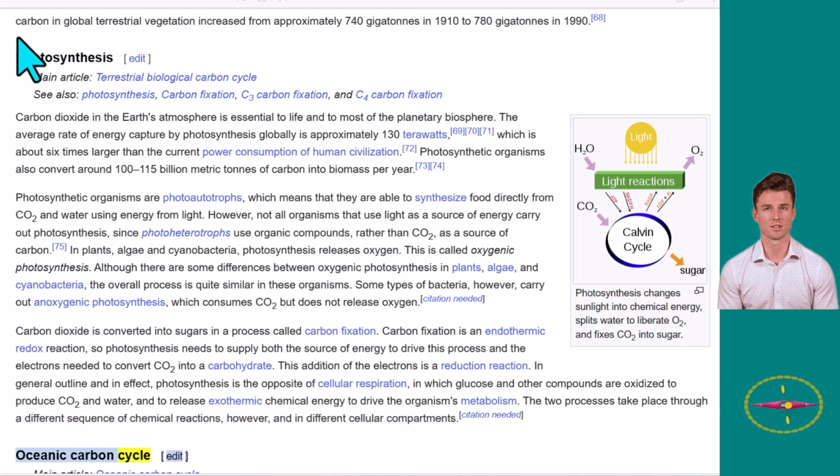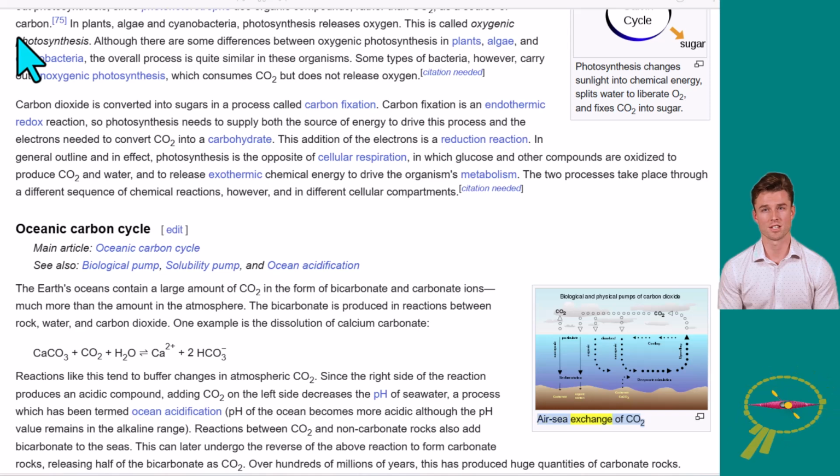Oceanic carbon cycle. Air-sea exchange of CO2. The Earth's oceans contain a large amount of CO2 in the form of bicarbonate and carbonate ions, much more than the amount in the atmosphere. The bicarbonate is produced in reactions between rock, water, and carbon dioxide. One example is the dissolution of calcium carbonate. CaCO3 + CO2 + H2O ⇌ Ca2+ + 2HCO3-.